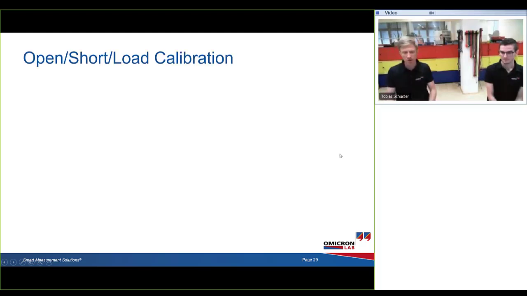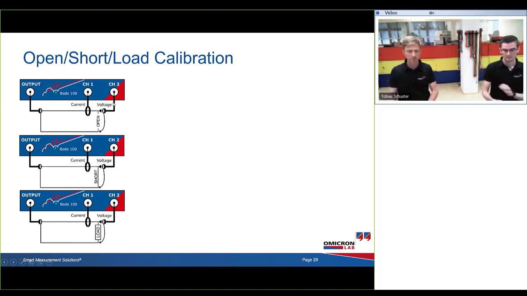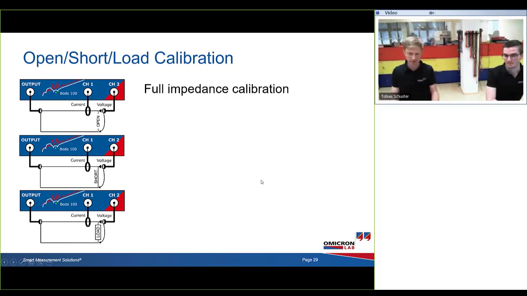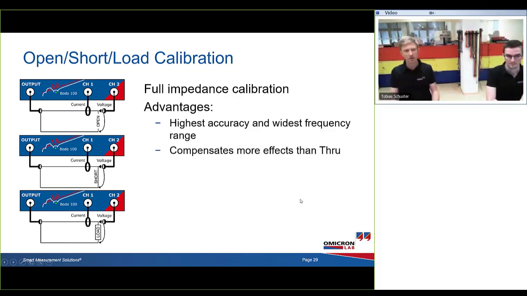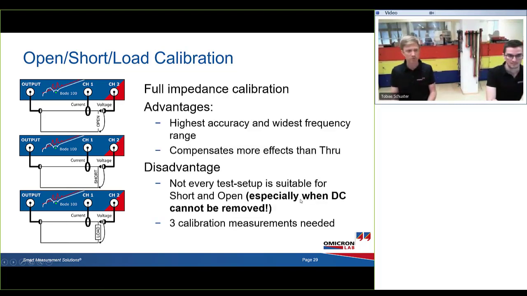But if it's very important to have very accurate results, you could also do an open short load calibration, where you need to have an open, a short and a load connected. This is a full impedance calibration that offers the highest accuracy and the widest frequency range, but it's not always possible to make a short or an open, because you might need some signal for the current probe. So in the open case there will not be any signal. You need to make 3 measurements.